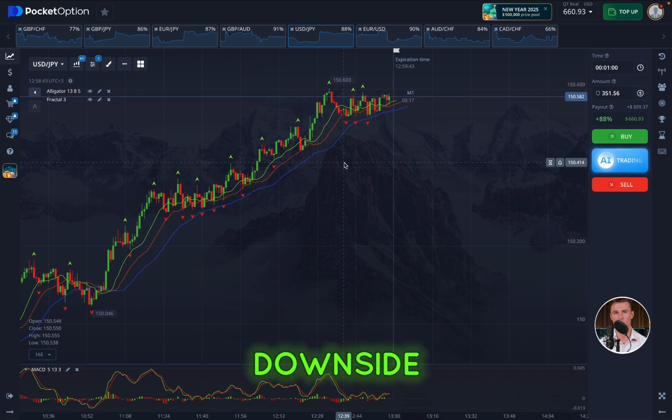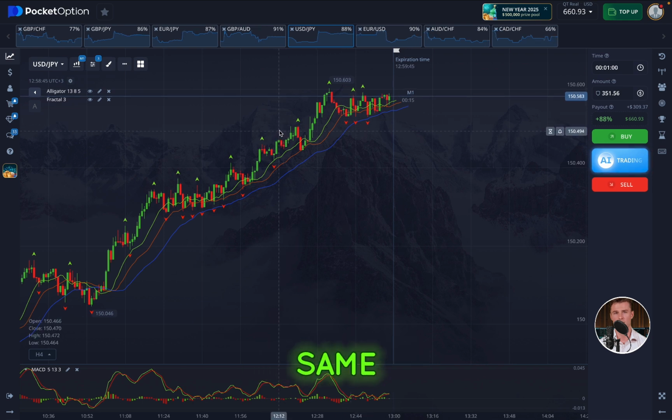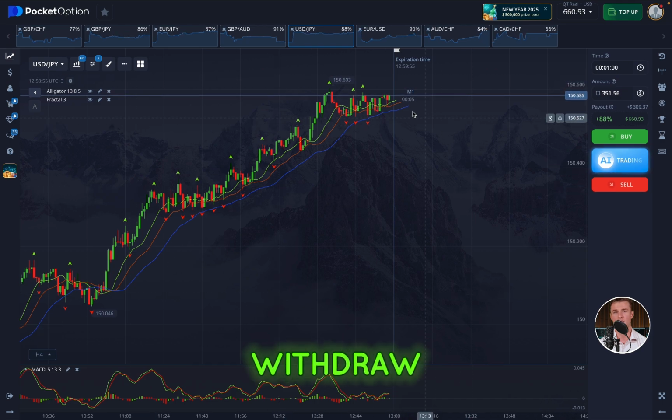When opening downside deals, also follow the same opening logic. Only open the deal for sale, respectively. Let's fix today's profit and proceed to withdrawal.